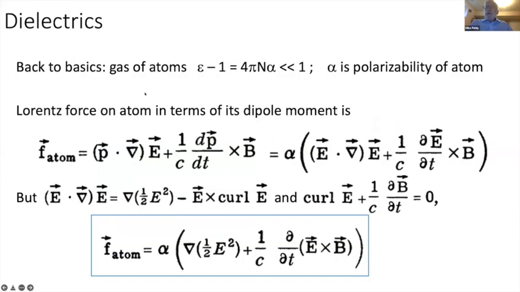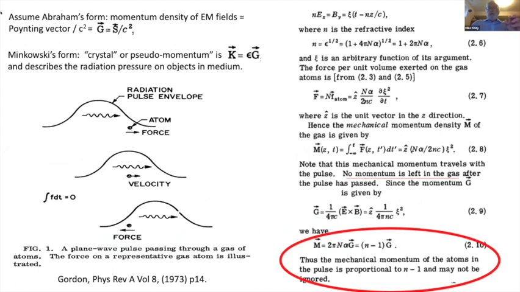So let's think about pulses and how they might interact with materials. We know that they transport energy. We know the time average Poynting vector gives us a measure of the intensity. And that electromagnetic energy density carries with it momentum, as we've just said, in pushing those conducting plates, for example. In this very nice older paper by Gordon in '73, he thinks about pulses and how the momentum density of the electromagnetic field relates to the Poynting vector, which is a very simple expression up here.